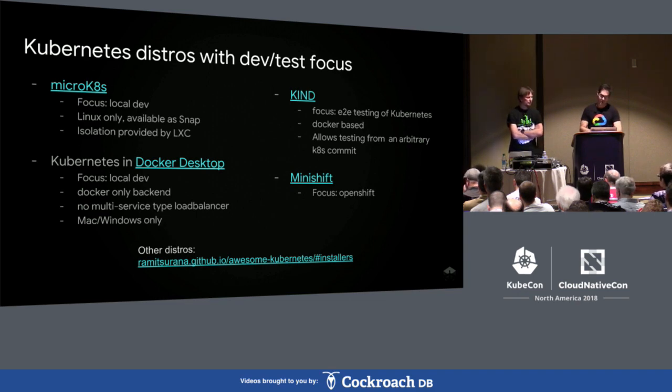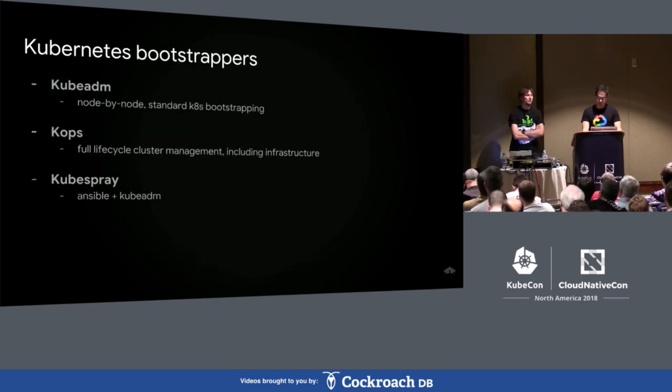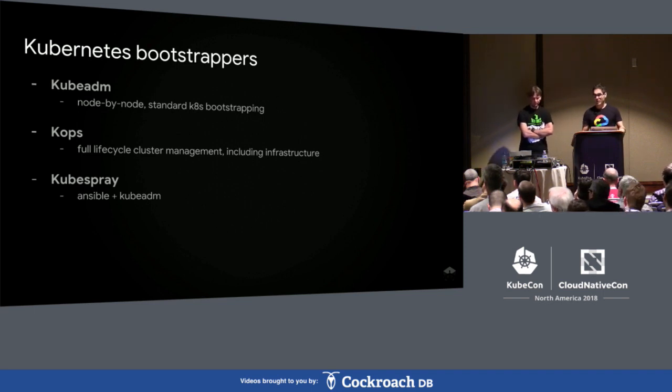Minishift is a Minikube fork, but it's focusing on OpenShift, so it spins up an actual OpenShift cluster. We work very closely with the OpenShift guys on Minikube itself. So kubeadm, kops, and kubespray are other ways to bootstrap Kubernetes. These are actually driving real Kubernetes installations. Kubeadm is the building block. That's where everything consolidates. So we are using kubeadm as well under the hood.